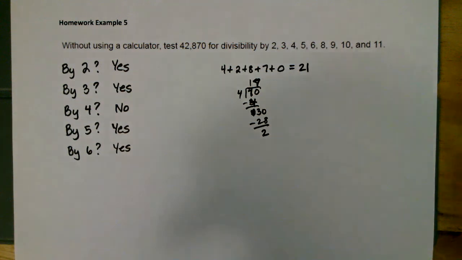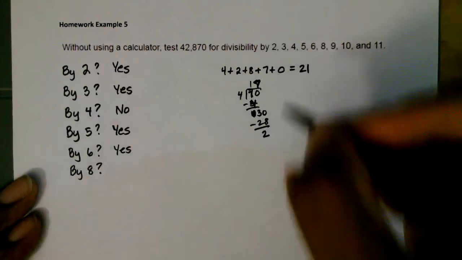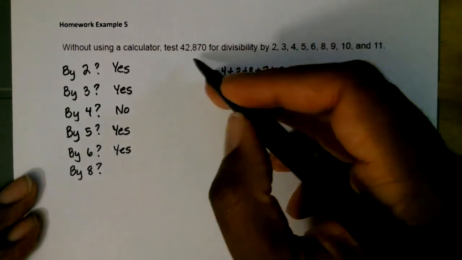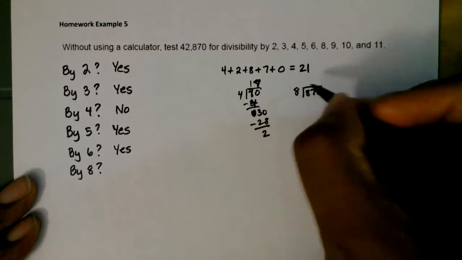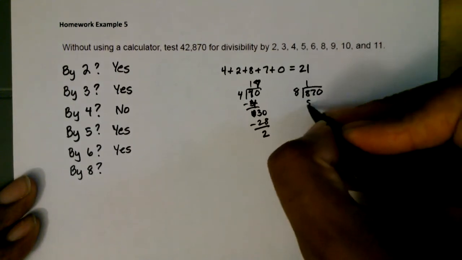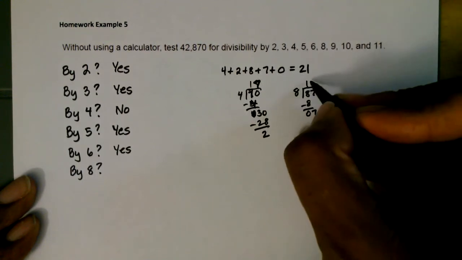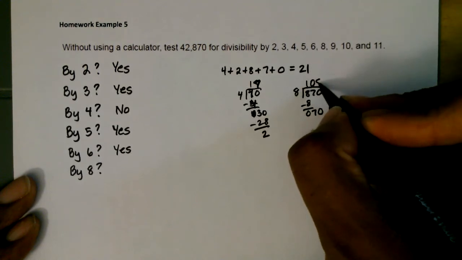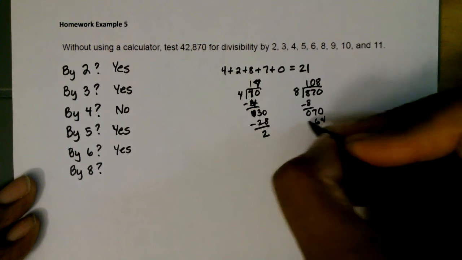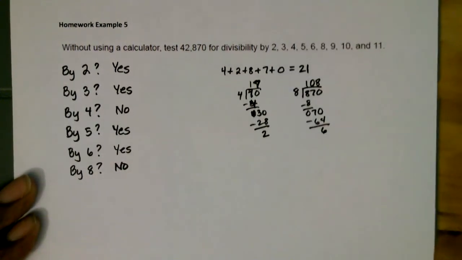And by 8. Well, if I take the last 3 digits, 870, and divide 8 into that, 8 goes into 8 one time. 8 can't go into 7. Bring the 0 down, 8 goes into 70 8 times. Here I'm going to get a remainder of 6. So that means 42,870 will not be divisible by 8.